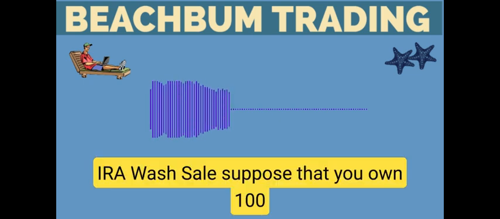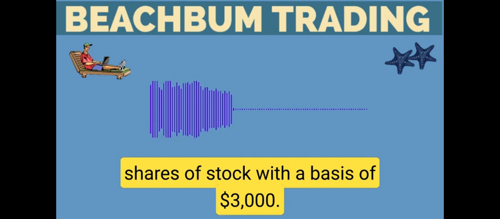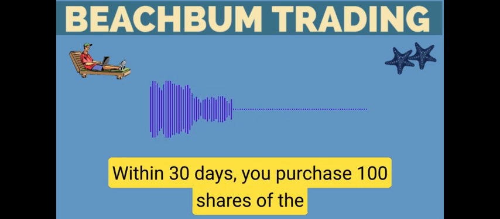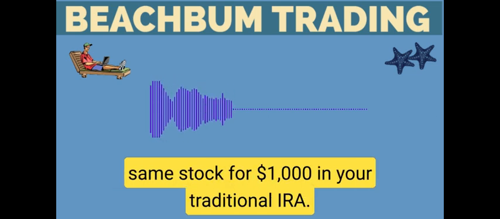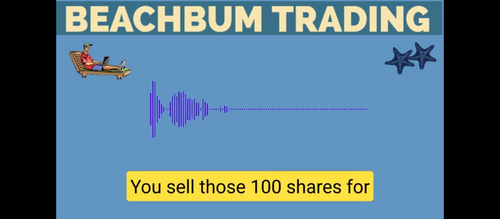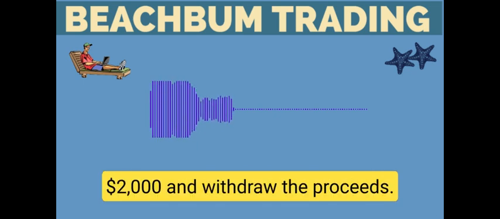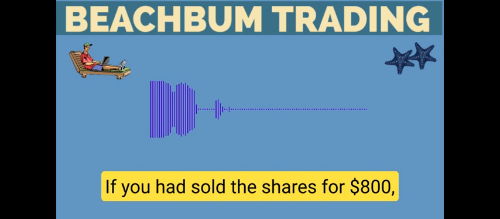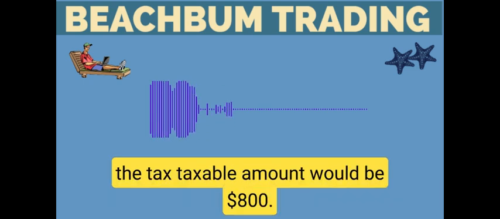Example, IRA wash sale: suppose that you own 100 shares of stock with a basis of $3,000. You sell the shares for $1,500, for a loss of $1,500. Within 30 days, you purchase 100 shares of the same stock for $1,000, a wash sale, in your traditional IRA. Basis equals $0. You sell those 100 shares for $2,000 and withdraw the proceeds. Taxable amount equals $2,000. If you had sold the shares for $800, the taxable amount would be $800.